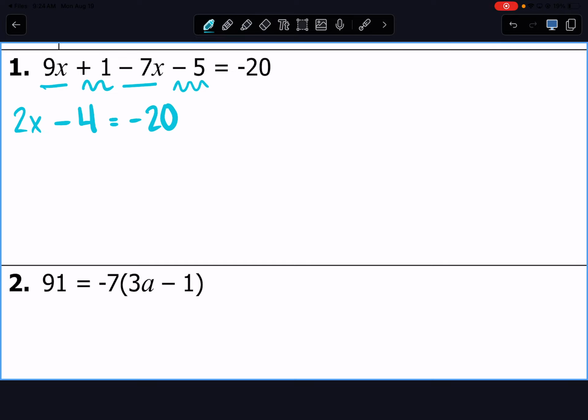How do I solve that? So we get 2x equals what? -16, because we are adding 4. So we get -16, and then what? Divide by 2. So x equals -8 is our answer.